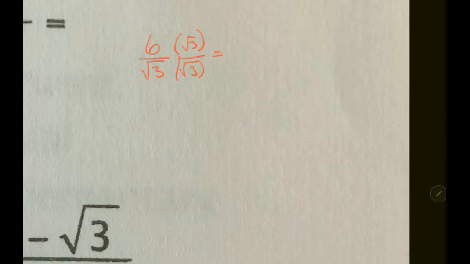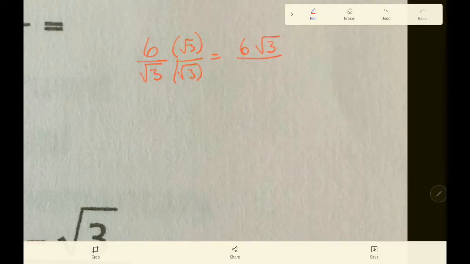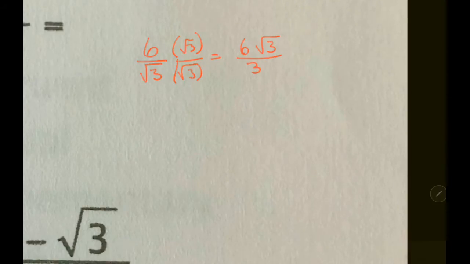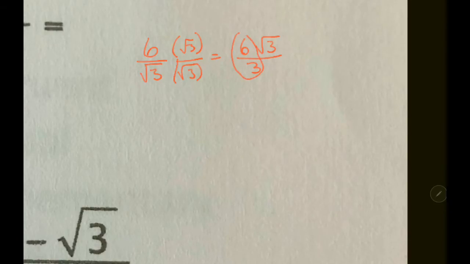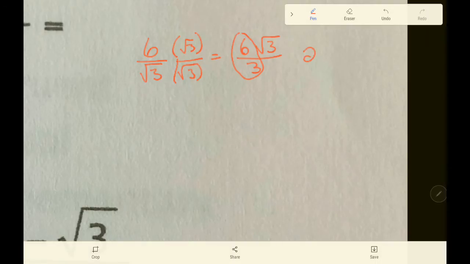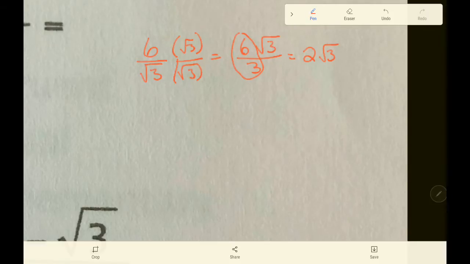So the numerator is 6 square root of 3. Denominator, square root of 3 times square root of 3 is just 3. Oh, but now we can simplify this, because 6 over 3 is 2. So this equals 2 square root of 3. So that's the way to simplify that. I hope that worked out fine for you.